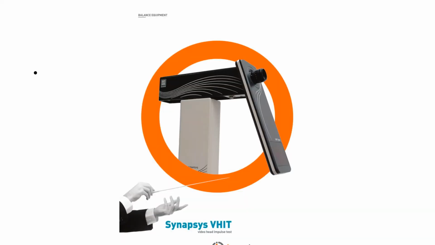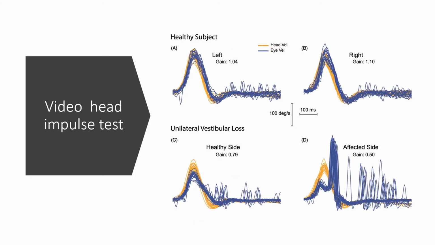This is a V-HIT machine by Synapsys. This camera here can detect head movement and eye movement, and there will be a computer that analyzes this head movement and eye movement, and compares their velocity. This is how an analysis of V-HIT will look. In a healthy subject, you can see here the head velocity, which is in yellow, and the eye velocity in blue will be almost the same. So we can say the gain is about 1.